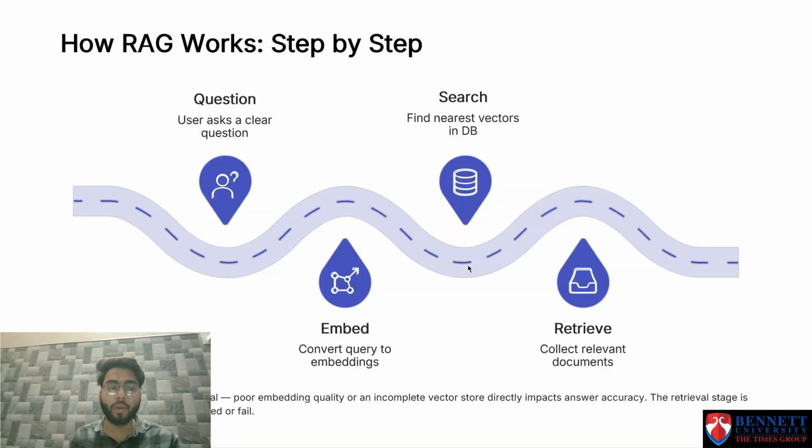Let's understand how RAG works step by step. First, the user asks a question, and the query is then converted into embeddings, which represent the meaning of the text. These embeddings are used to search a vector database. The system retrieves the most relevant documents. Finally, the large language model generates the answers using the retrieved context.